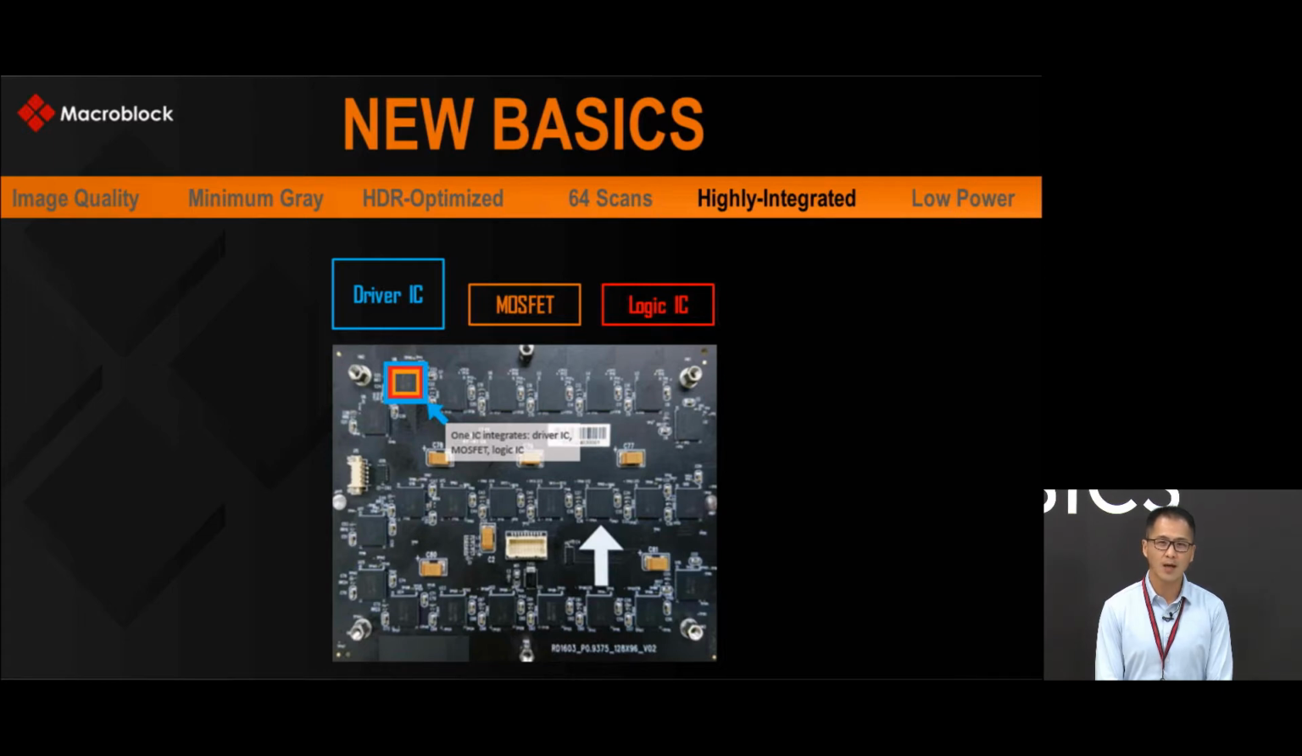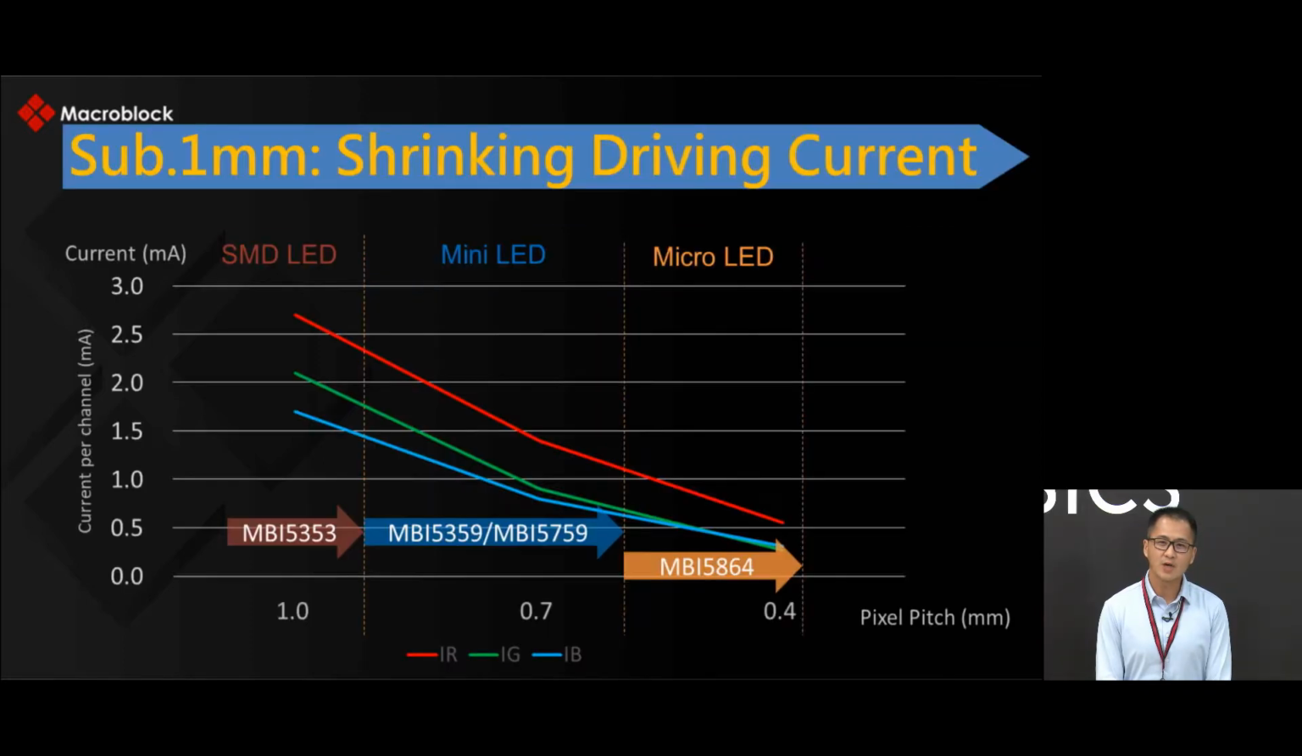So, Macroblock highly integrated LED drivers can help save space on the PCB. Let highly integrated technology solve the problem of space limitation on the backside of the PCB to push the sub-1 pixel pitch to become real. But things are not that easy. There must be other key technology that sub-1 needs. Yes, you are right. A small driving current is the other important factor.